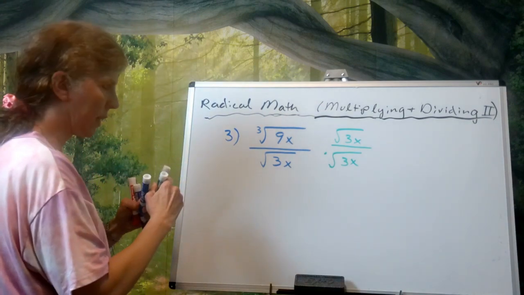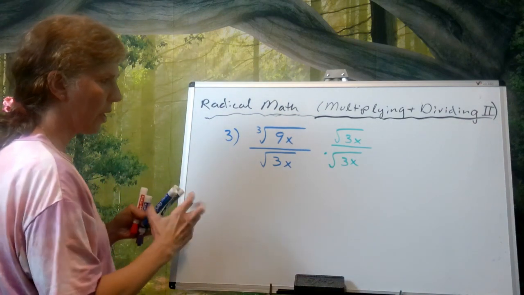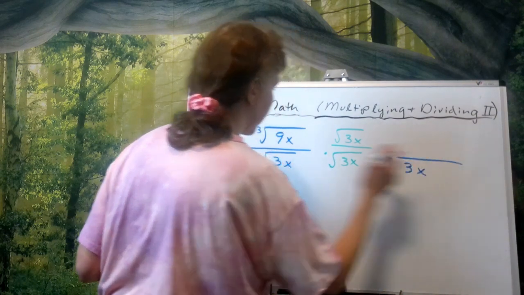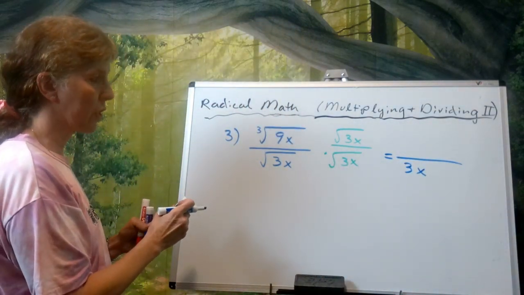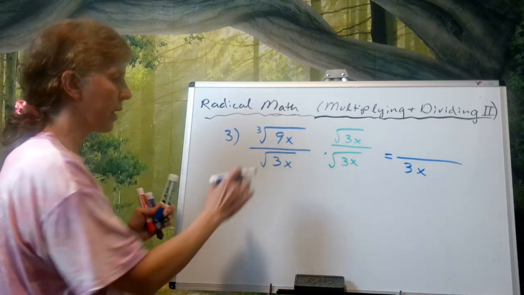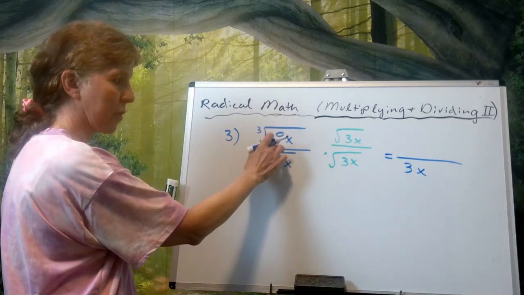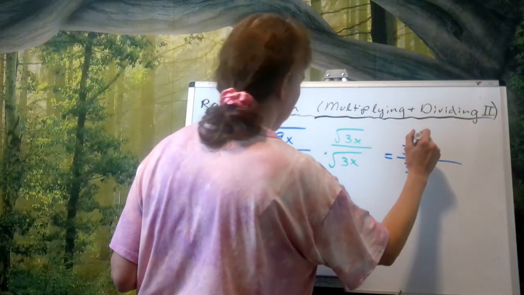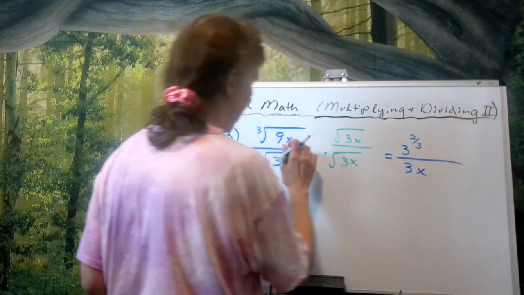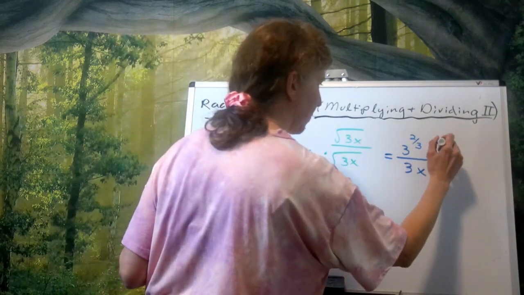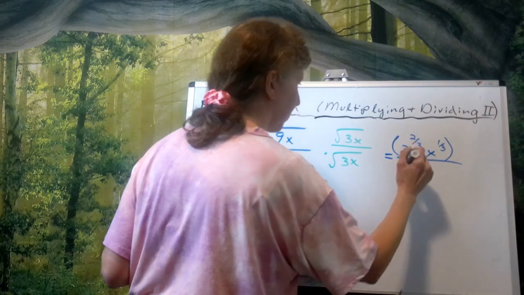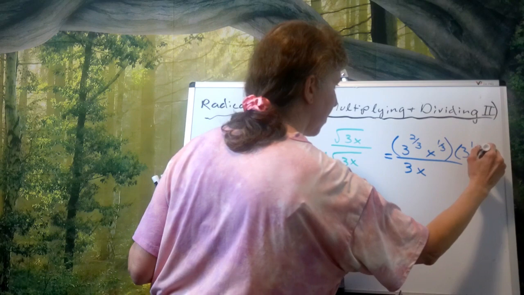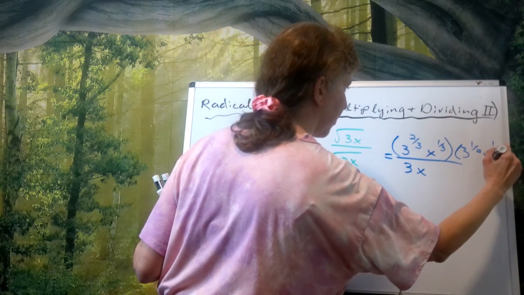Okay, so that lets the 3x break out of jail. My denominator looks good now. All right, and at the same time, I'm going to change my numerator into fractional exponents. Again, I'm thinking about this being 3 squared. So this in fractional exponents would be 3 to the 2/3, and then x to the 1/3. And this will be 3 to the 1/2, and x to the 1/2.